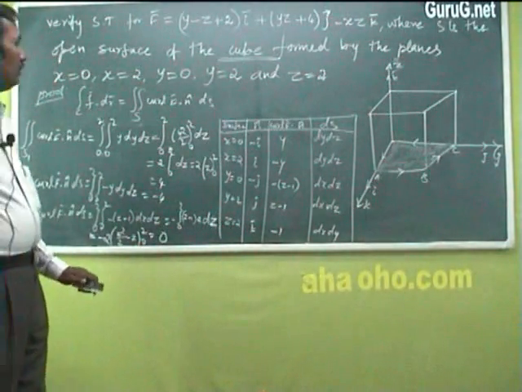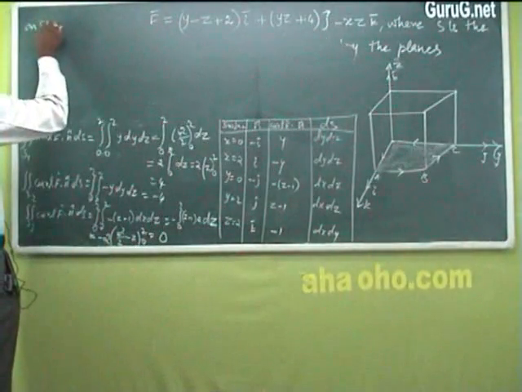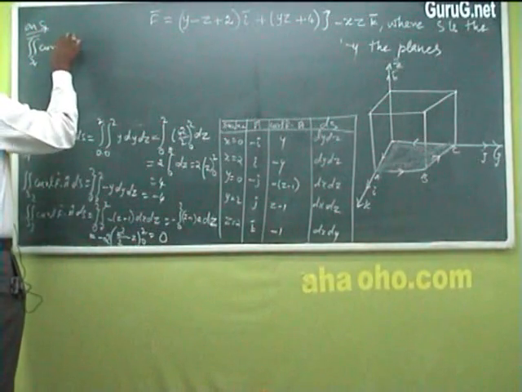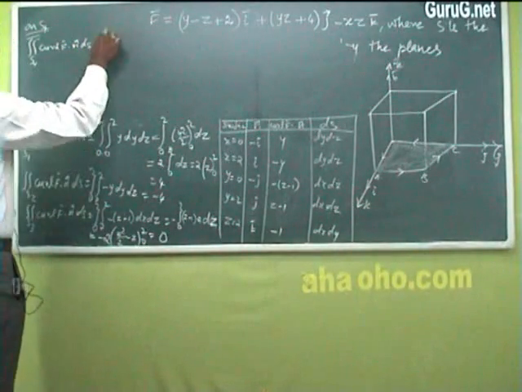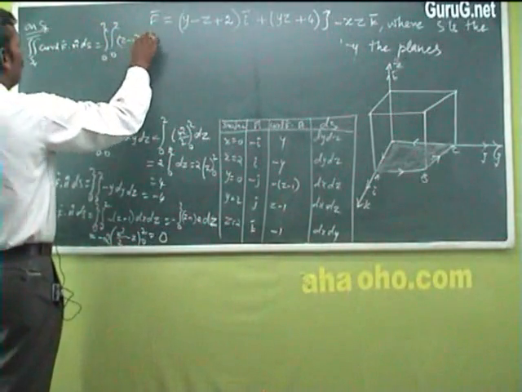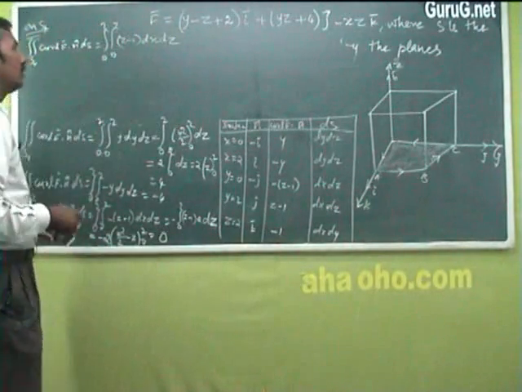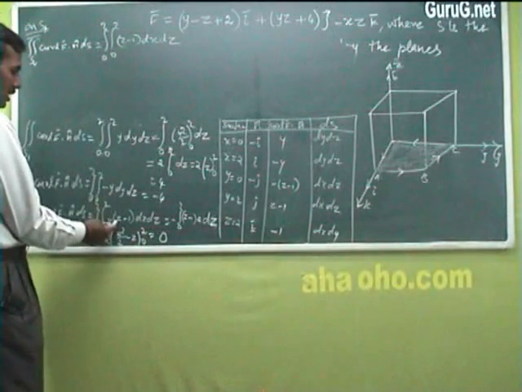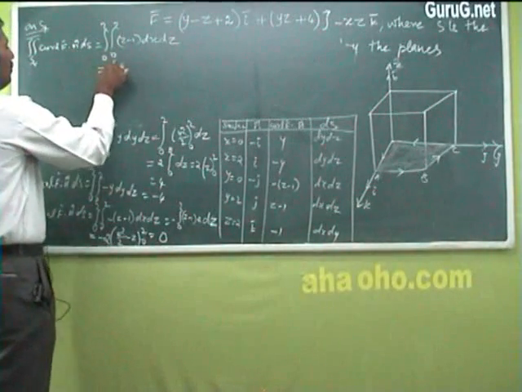On S4, what is S4? So on S4, the integral over S4 of curl F dot n cap dS is equal to 0 to 2, 0 to 2, (z minus 1) into dx dz, right? So this is 0 to 2 and 0 to 2. Here there is minus of (z minus 1), plus (z minus 1) here, so 0.